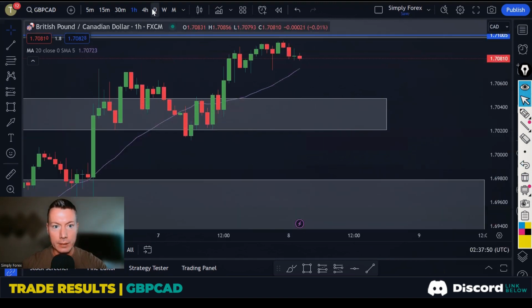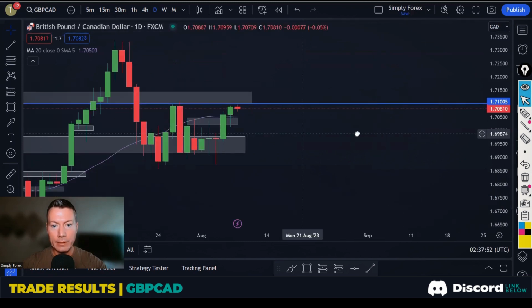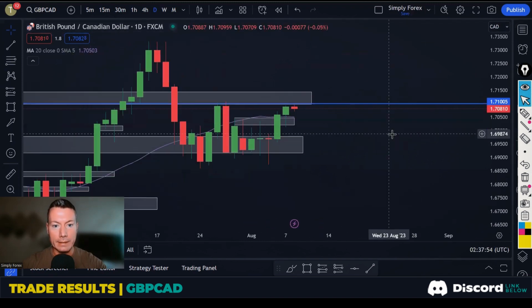Let's get rid of that. Let's go to the day chart. And again, it was a similar scenario. We're looking for buys. So price was coming down. We weren't sure if we were still in an uptrend at this point. Then price came up, created a new lower high, and came back down.